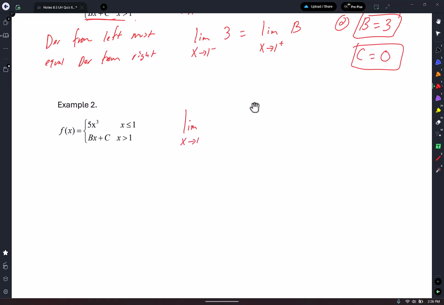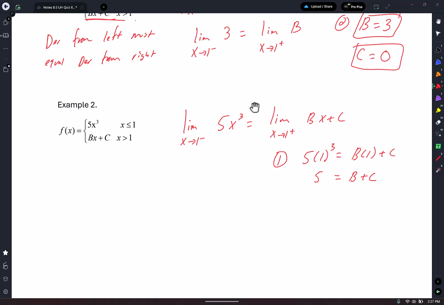Limit as x approaches 1 from the left of 5x cubed better equal limit as x approaches 1 from the right of bx plus c. I'm plugging in a 1. Here's equation number 1. So this circle means equation 1. 5 times 1 cubed equals b times 1 plus c. And I know you guys are probably super smart and like, why are you doing that? Just say 5 equals b plus c. All right, chill. 5 equals b plus c.